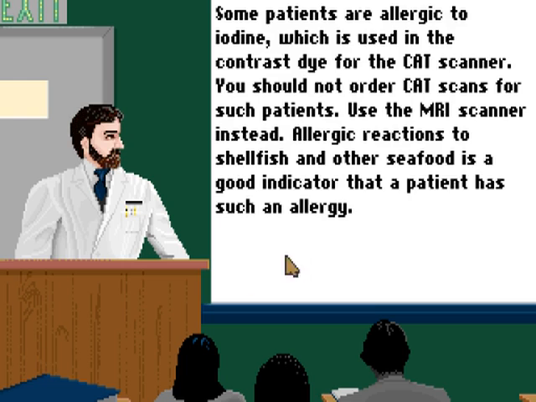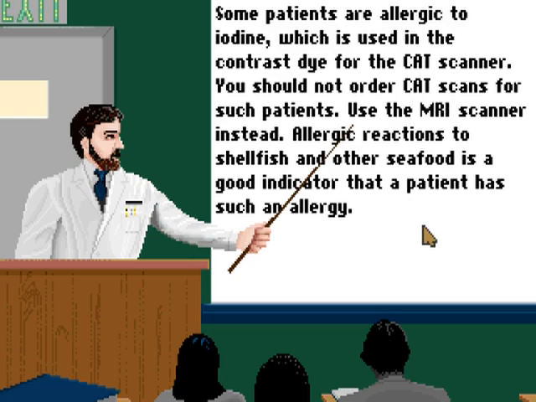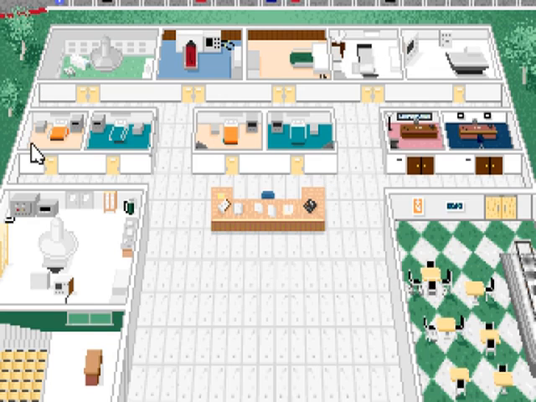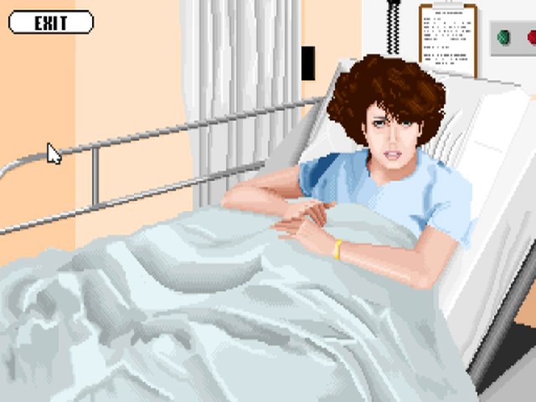Please report to class immediately. Some patients are allergic to iodine, which is used in the contrast dye for the CAT scanner. You should not order CAT scans for such patients. So apparently, allergic reaction to shellfish and other seafood is a good indicator that a patient has such an allergy.